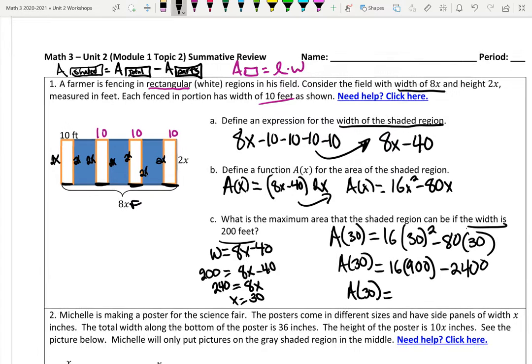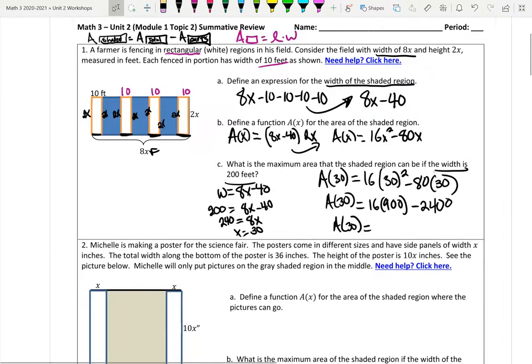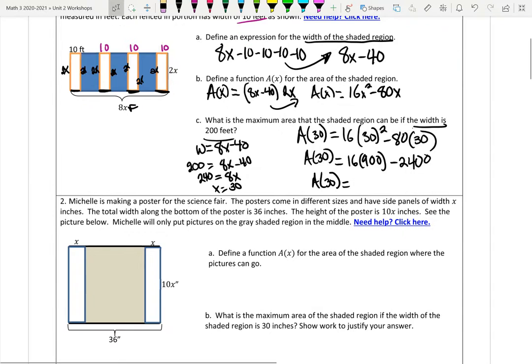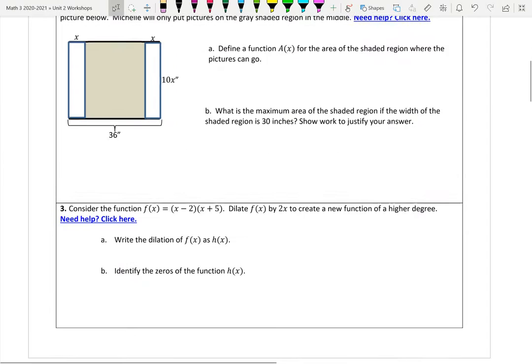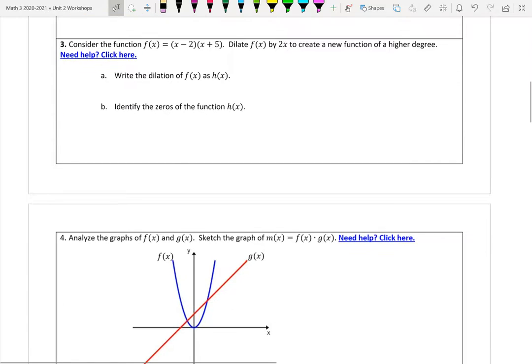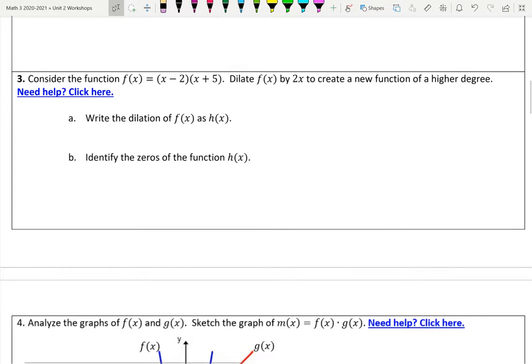Okay, number 2 is going to be the same idea, except instead of minusing 4 parts, it's going to be minusing 2 parts. All right, number 3. Consider this function f of x equals x minus 2 times x plus 5, and dilate f of x by 2x to create a new function of a higher degree. Okay, so dilate means to multiply. So my new function is going to be h of x is equal to my old function being multiplied by 2x.